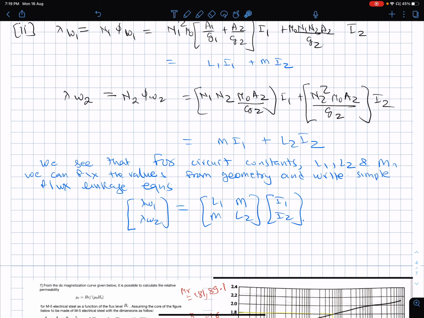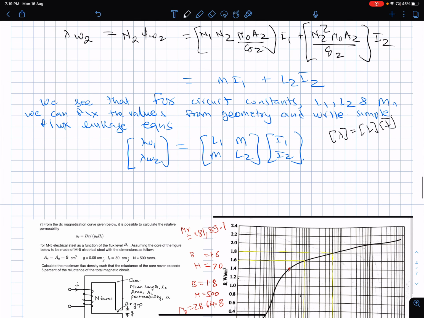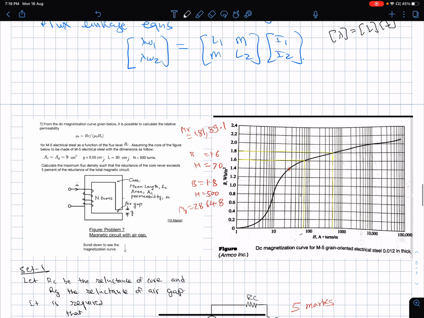So you can write this whole thing finally in a nice 2 by 2 matrix form. The flux linking winding 1 and the flux linking winding 2 can be written with L1 and L2 across the diagonals and mutual inductances across the off diagonals. So this becomes a symmetric matrix times the currents. So a compact notation for it could be written like this. Okay, so this solves that particular problem.